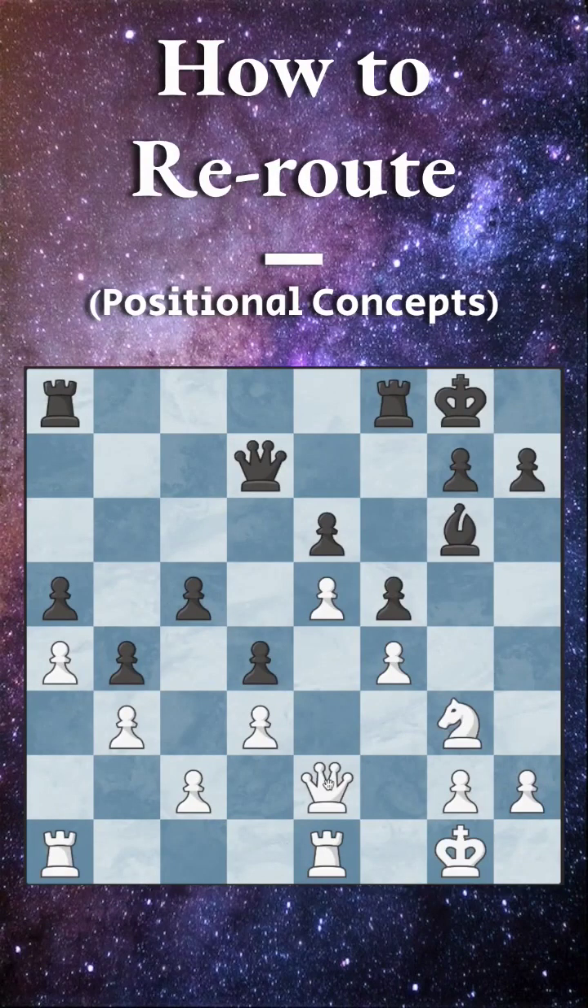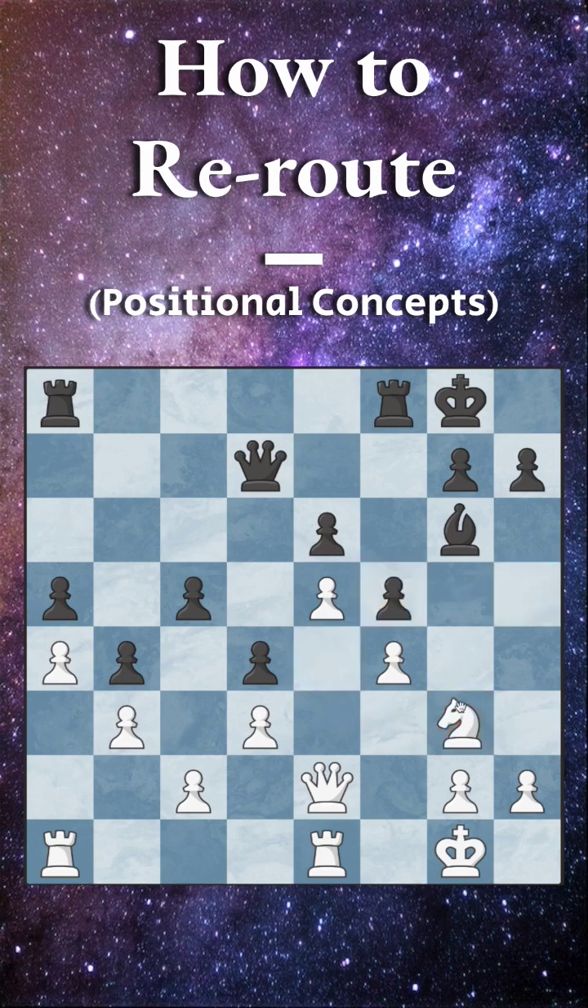How to reroute your pieces in chess. Take a look at this typical chess position. The first thing you should ask yourself is, what is your problem piece? In this case, I think it is the g3 knight. All the squares it is looking at are very well defended, and because of that, it is not doing very much.